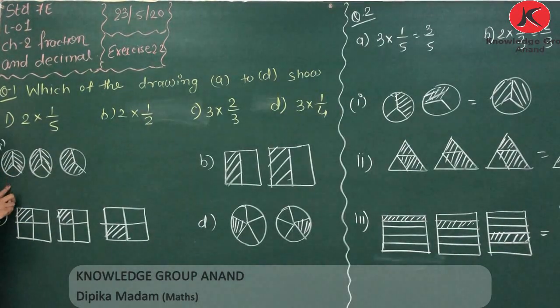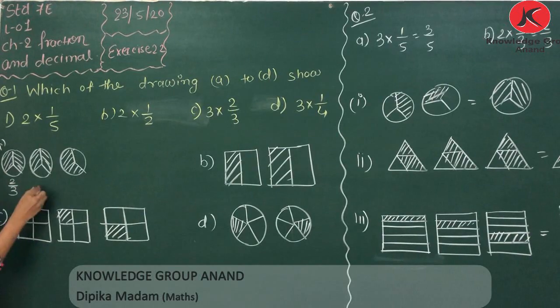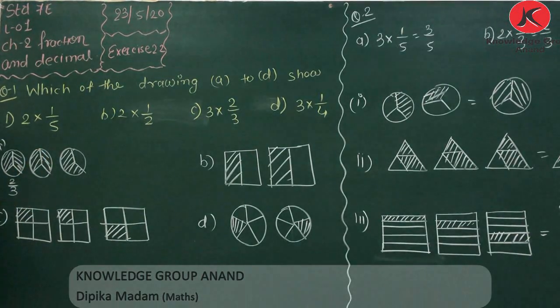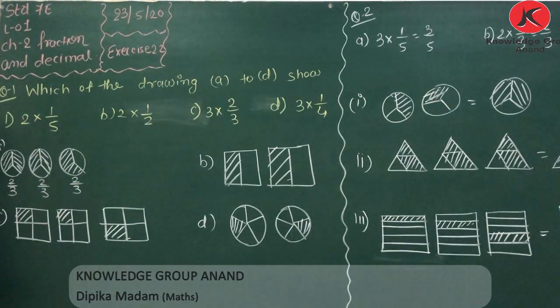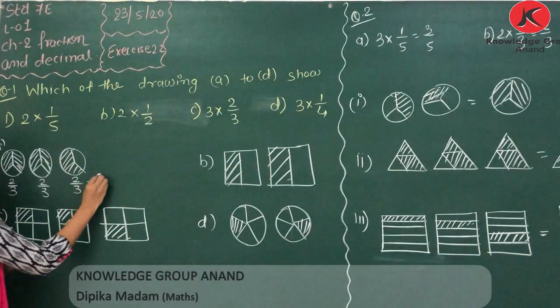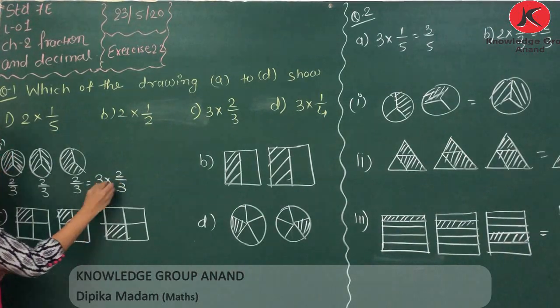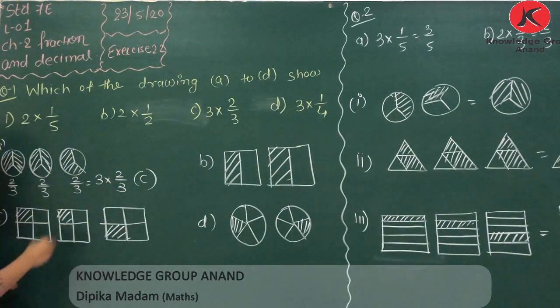What is this? This is 2 by 3, because the whole circle is divided into 3 parts. So this is also 2 by 3, and this is also 2 by 3. So what can we write? 3 multiply 2 by 3. And what is that? Option C.